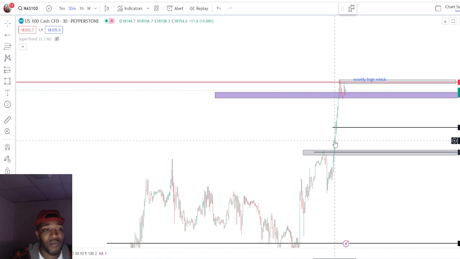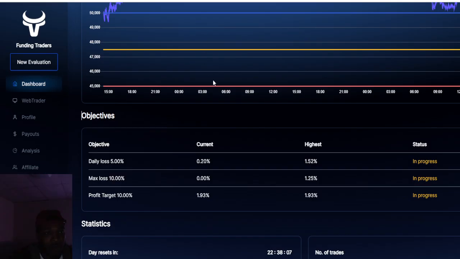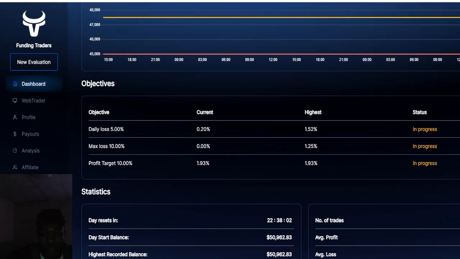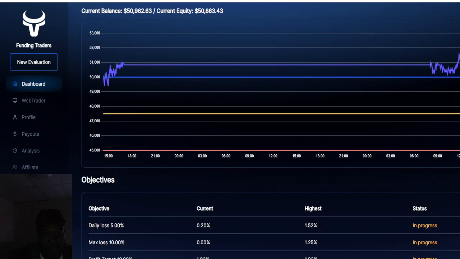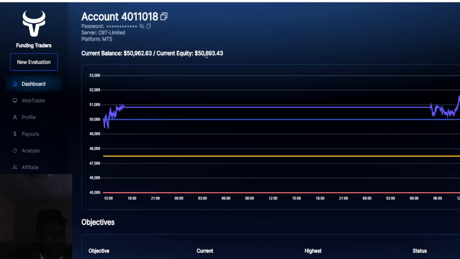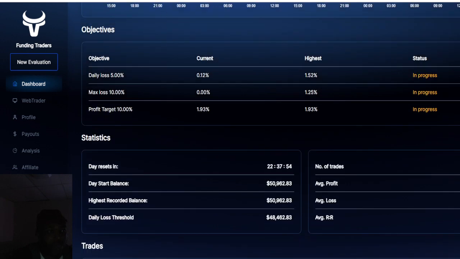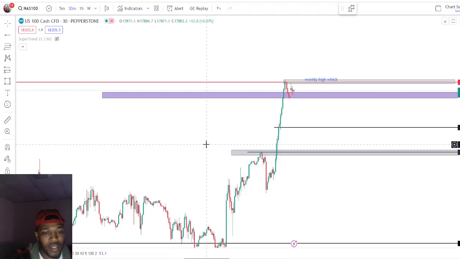Bear with me because I'm in the markets as well. I actually have an account that I'm trying to pass right now on Funded Traders. So as you guys can see, man, we are in these markets. We're not playing. So right now I'm actually up. Yeah, man, I'll keep you guys updated. But yeah, let's get to this bag, guys.